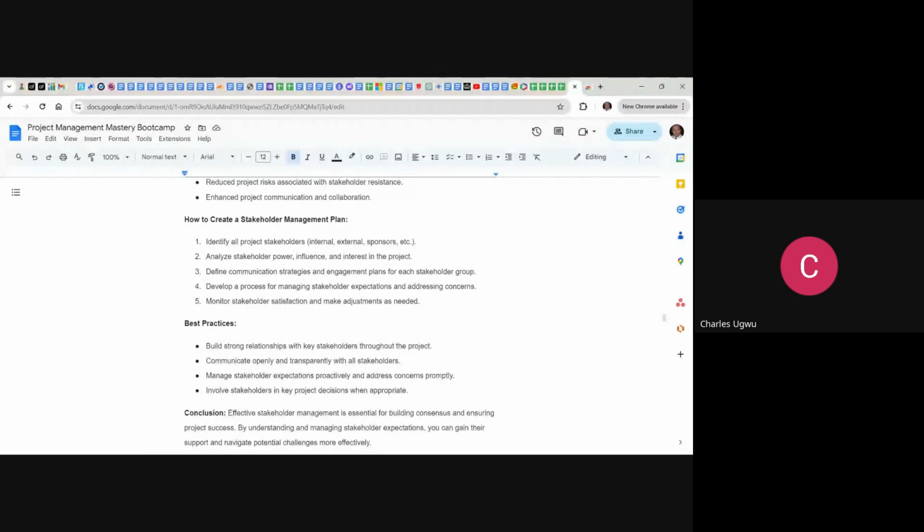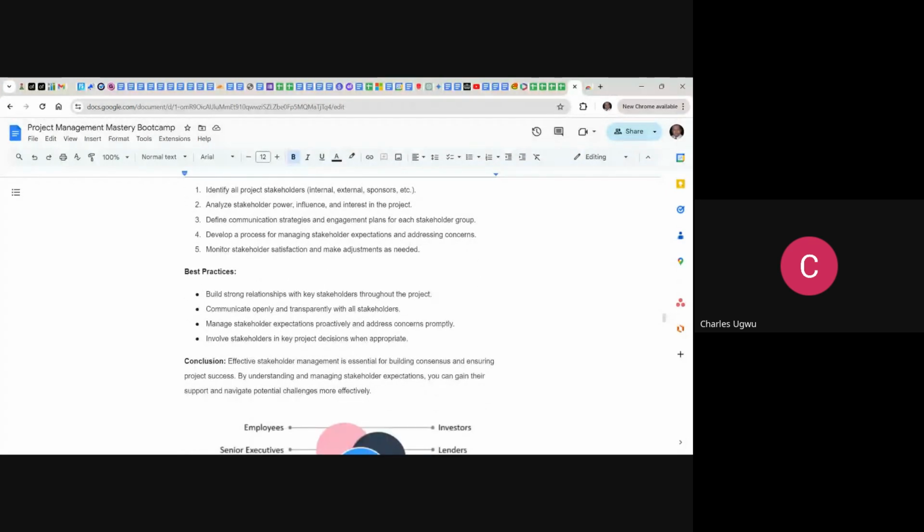Define communication strategy and engagement plan for each stakeholder group. Develop a process for managing stakeholders' expectations and addressing their concerns. Monitor stakeholder satisfaction and make adjustments as needed. So you must make sure that I'm satisfied with what you are doing. As a matter of fact, when you are creating good deliverables, you'll be getting a lot of thumbs up from me. But if you are not posting it, I'm not going to give you any thumbs up. I'll even delete some of them. And that is not what you are going to like to see as a project leader.